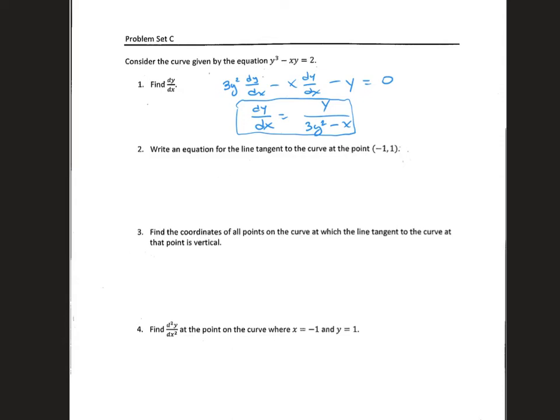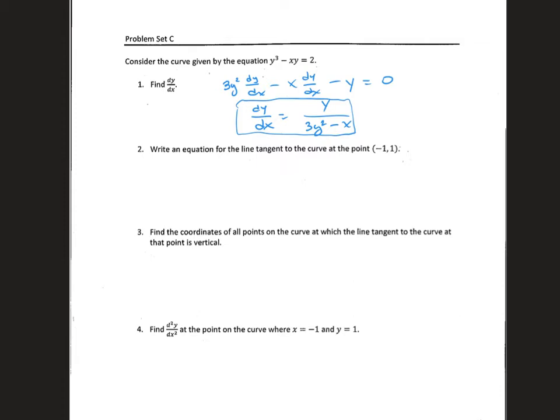Okay, so let's talk about problem set C. In order to do parts 3 and 4, which I said I would do in the video, I needed to do part 1 because we're going to use the answer. So I wrote the answer to part 1 up top so you can check your work and see if you got the same thing I did.